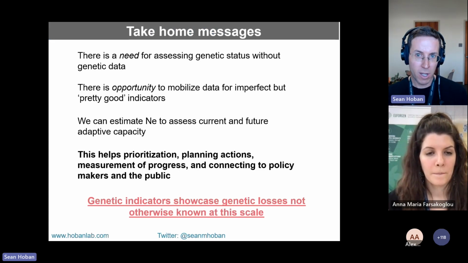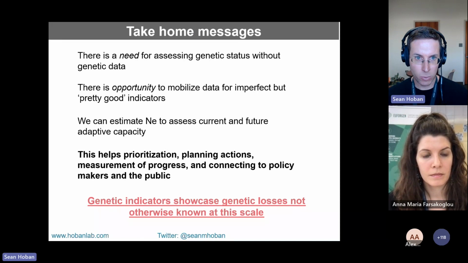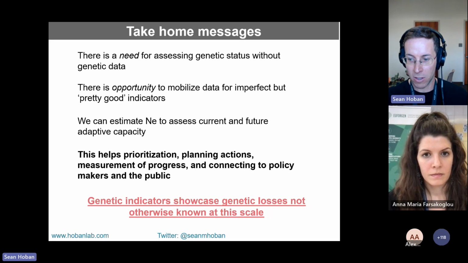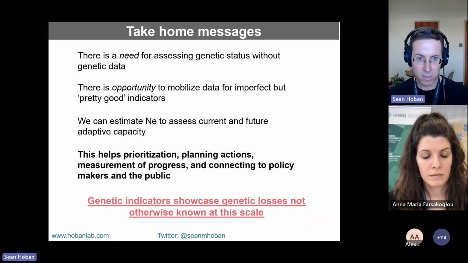So to conclude, I think there's definitely a need for assessing genetic status without genetic data. There's an opportunity to mobilize census data or local expert knowledge to get at these indicators. Again, both NE 500 and populations maintained, I think they're complementary and both are essential to get at adaptive capacity of species. And this is needed for prioritization, planning actions, reporting progress, and connecting again to non-scientists. And I hope I showed in our very initial results, indicators can be used to showcase genetic losses and genetic issues that would not otherwise be documented at this scale. Thanks very much.